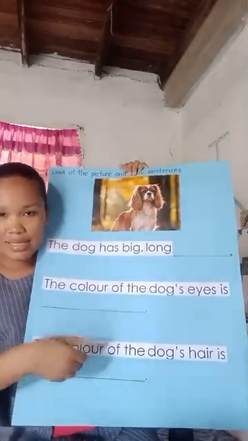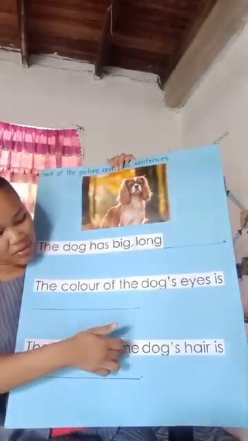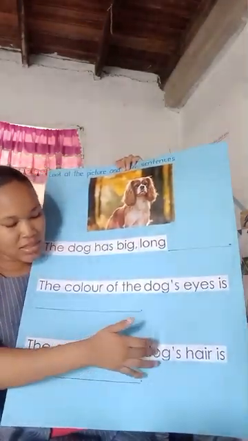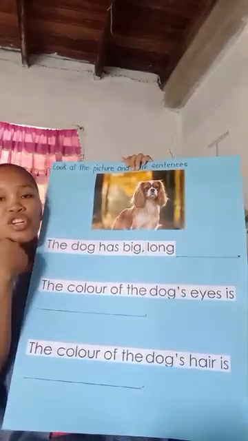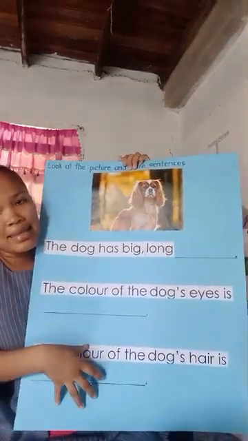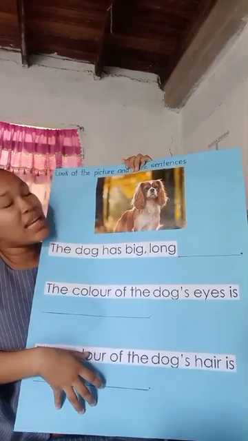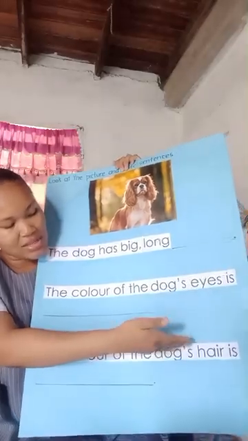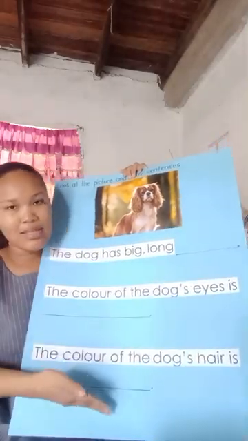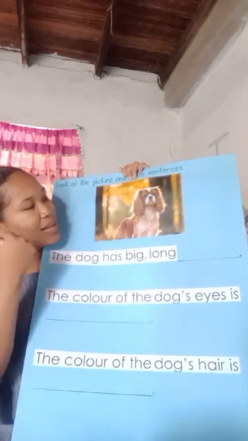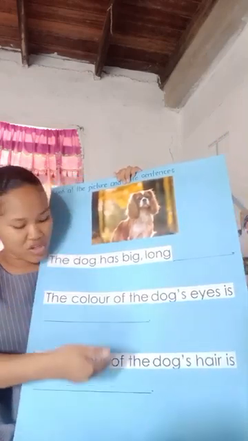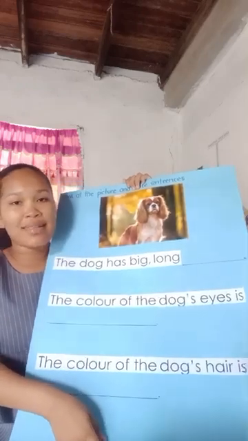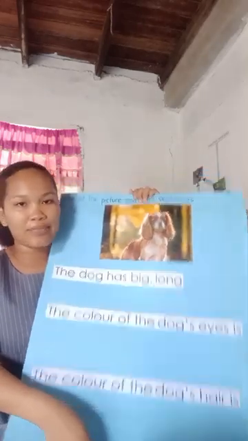The last one says, the color of the dog's hair is. So you're going to also complete this sentence by looking at this picture on your worksheet. So the color of the dog's hair is something. Look at the dog, look at the hair, and you're going to complete the sentence on your worksheet.